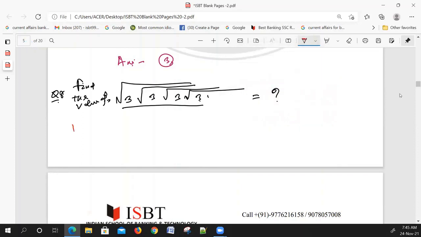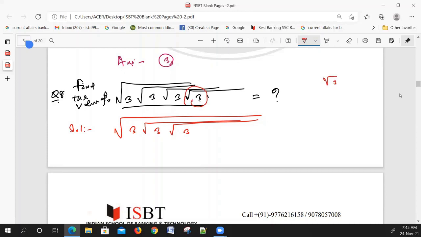Look at the solution here. So we can write, हम लिख सकते हैं, the last one we can split. Root 3 means we can write 3 to the power half. Yes or no?